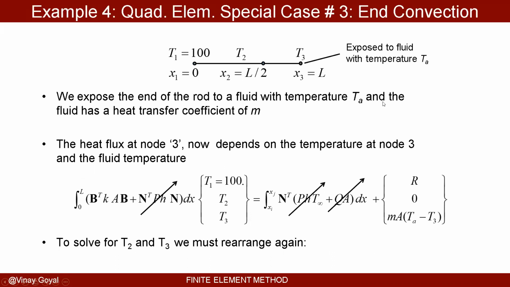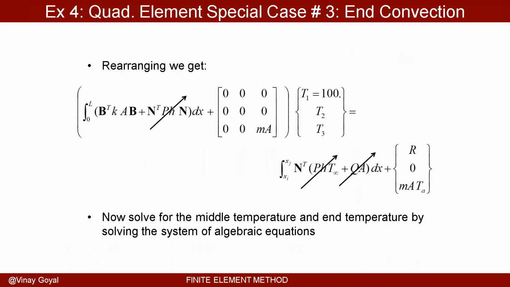I'm going to now do a special case where the end node here is exposed to the environment. And the heat transfer coefficient, I called it M. So again, the exterior here is TA, the fluid. Now note how node 3 has T3 here and here, and here, and here. So I have to rearrange T3 to the other side. When you rearrange and do the whole thing, you can now solve for the middle temperature by bringing T3 to the other side. And that's what the MA shows up here.